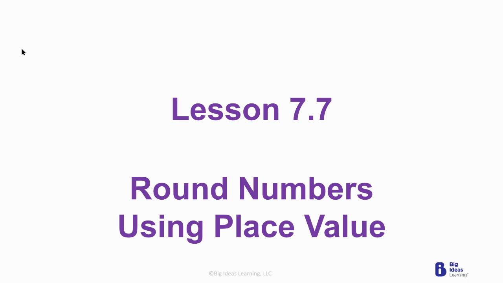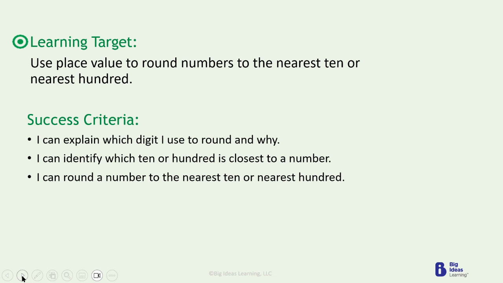So make sure that you are following along as we are practicing rounding numbers using place value. Remember, we're going to round using place value. We're going to round to the nearest 10 and the nearest 100. Your success criteria is that I can explain which digit I use to round and why. I can identify which 10 or 100 is closest to a number, and I can round a number to the nearest 10 or nearest 100.